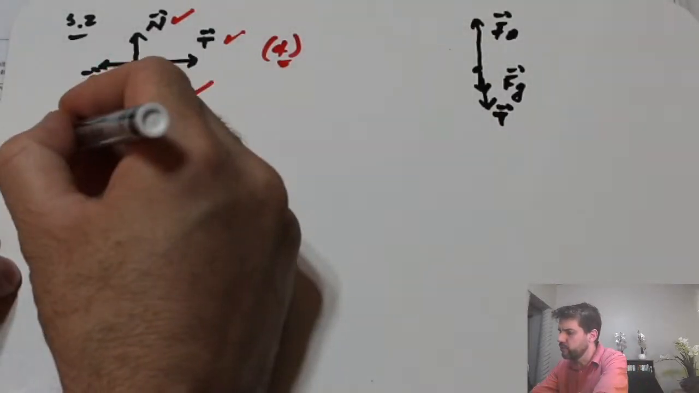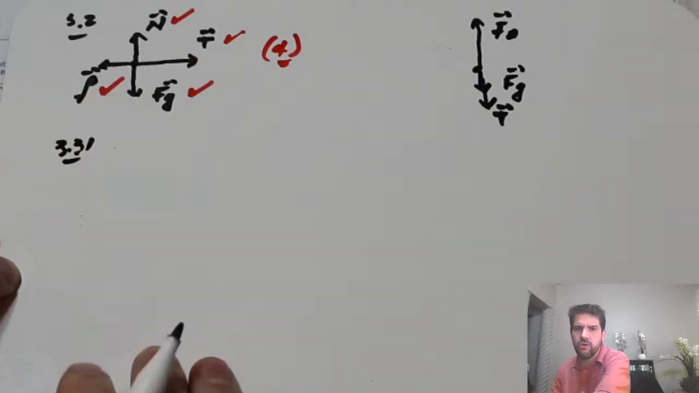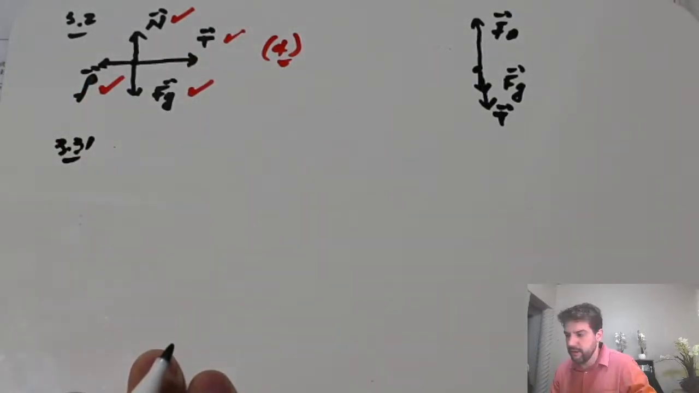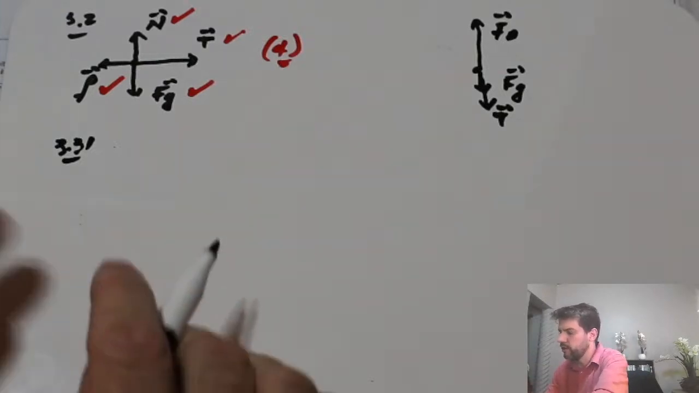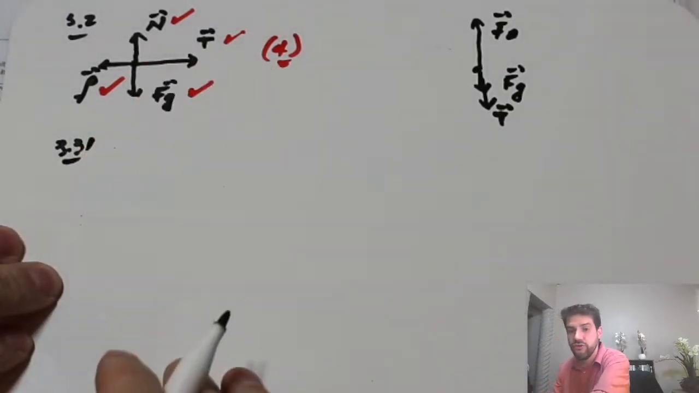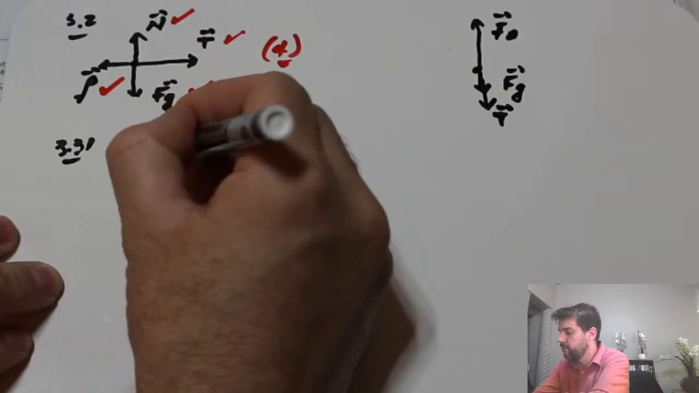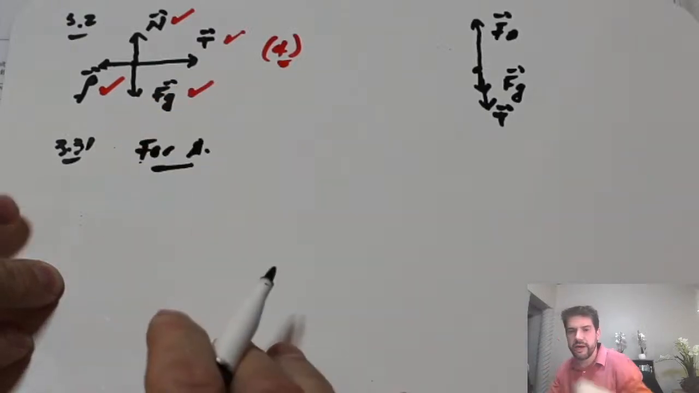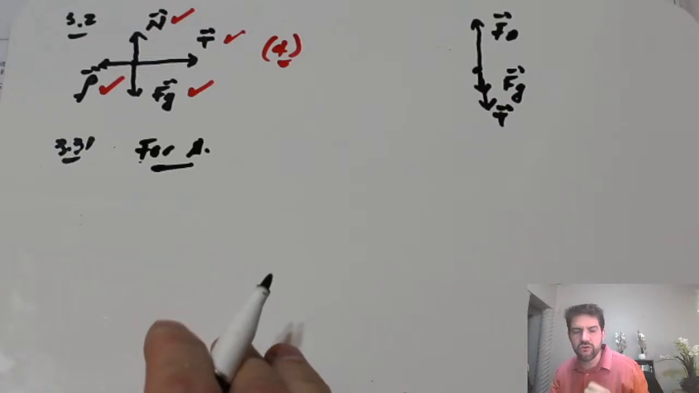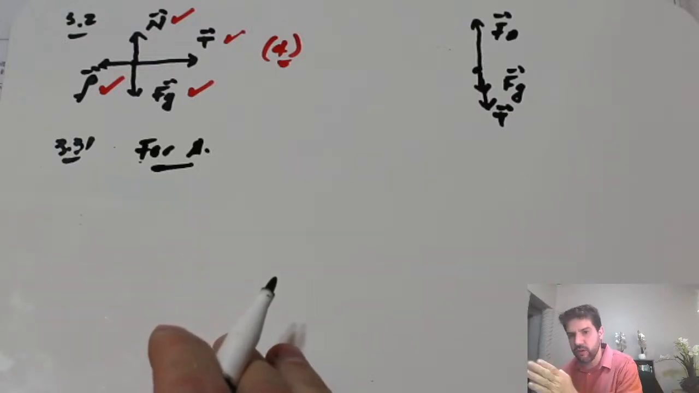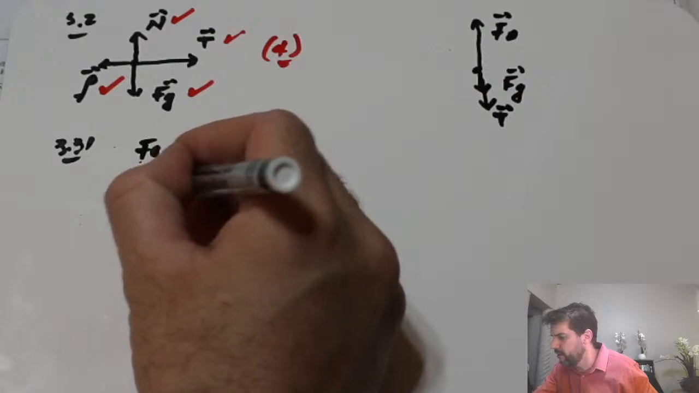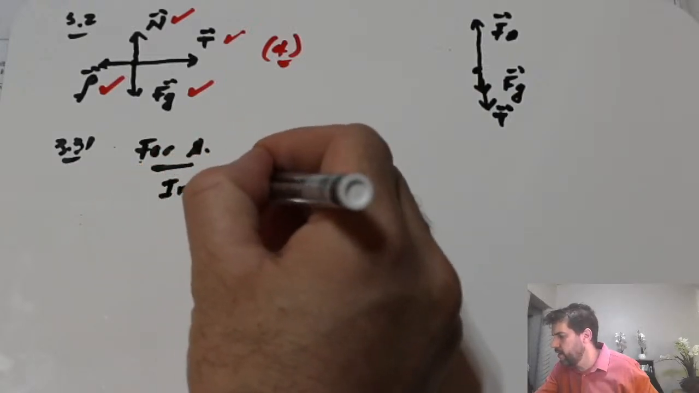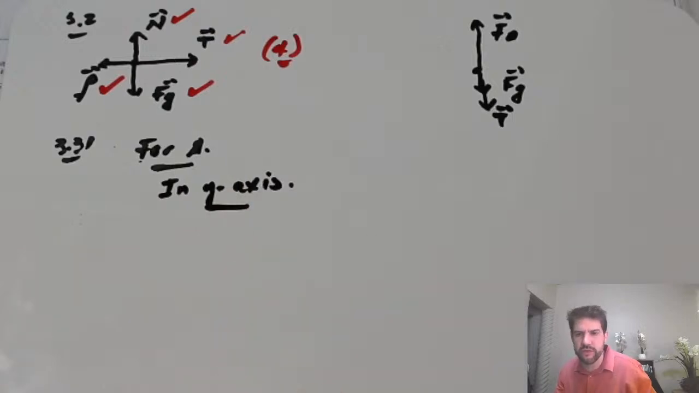This one is question 3.3.1, and we're going to calculate the normal force, right? To calculate the normal force for A, we are going to work in the y-axis. Why are we going to work in the y-axis? Because the normal force is in the y-axis. So I'm going to write here y-axis. Note the following, you don't have to do all this. If you memorize how to do it, you follow the steps, you don't have to do all the steps as I do. This one is to explain, but you don't have to do that.